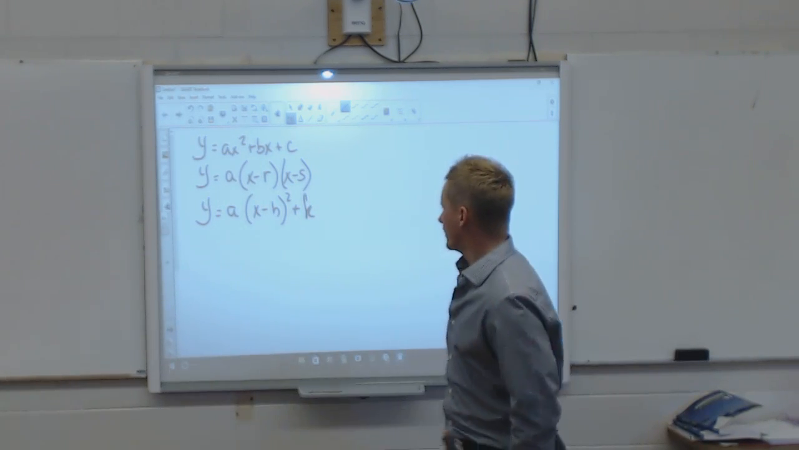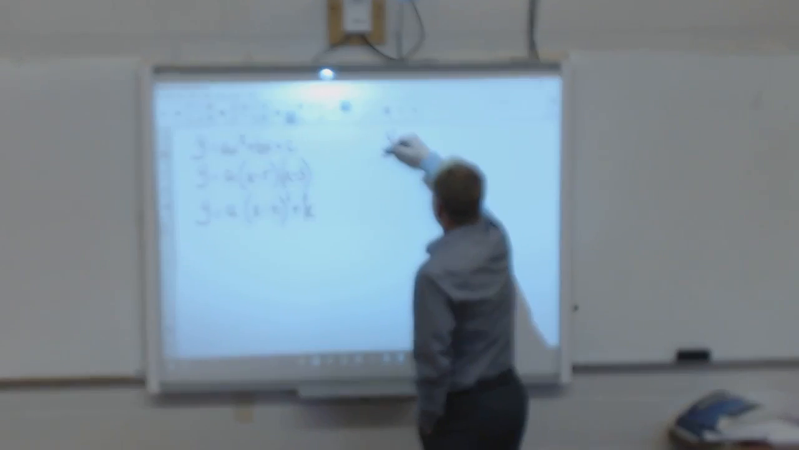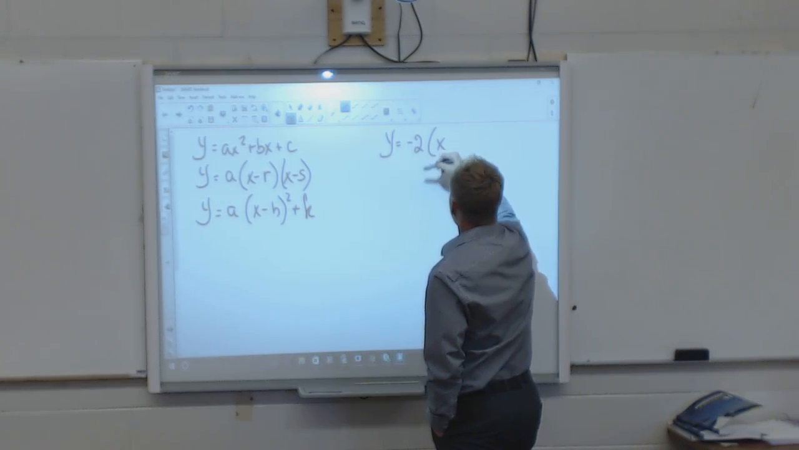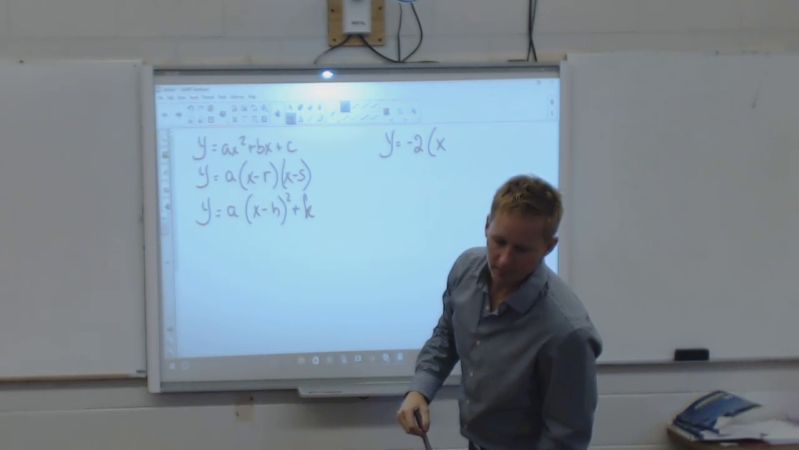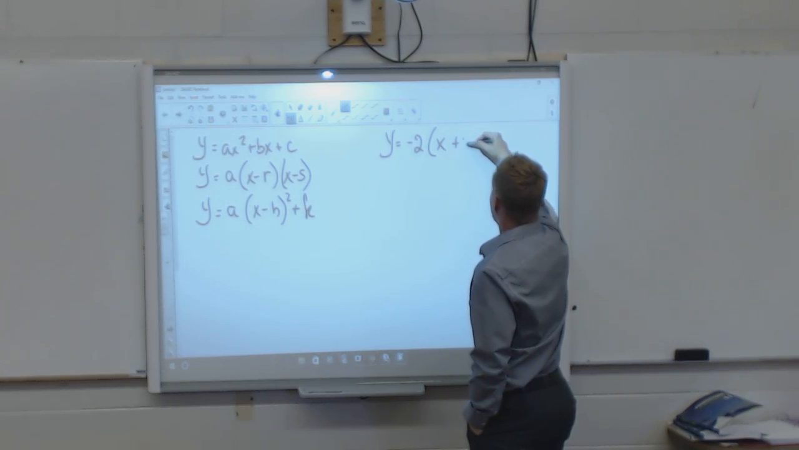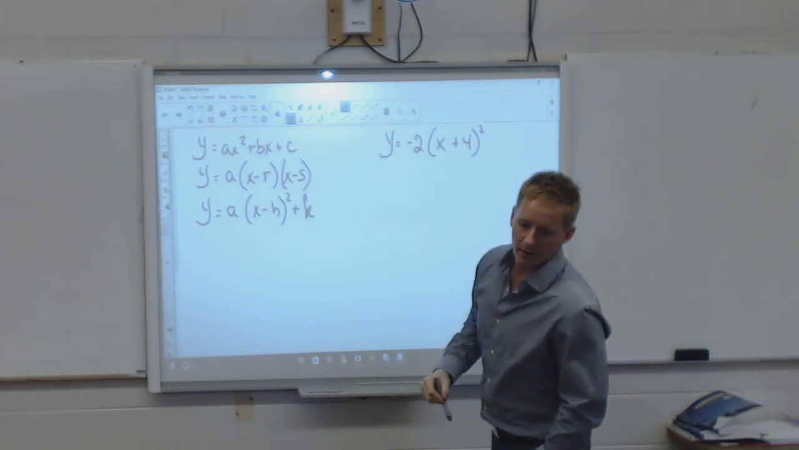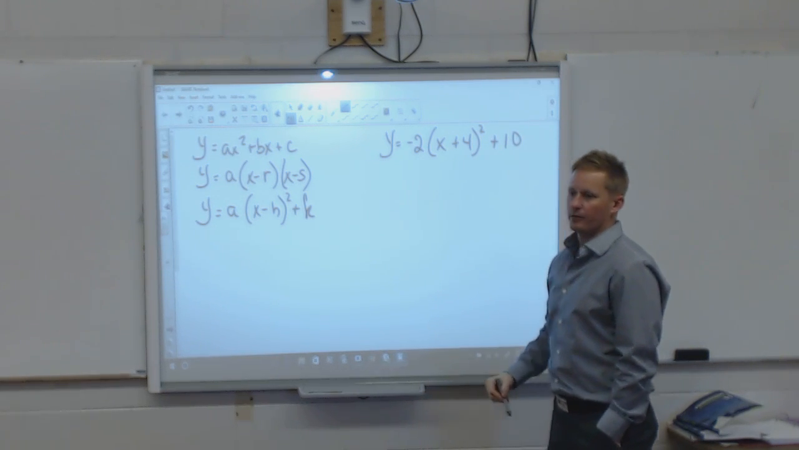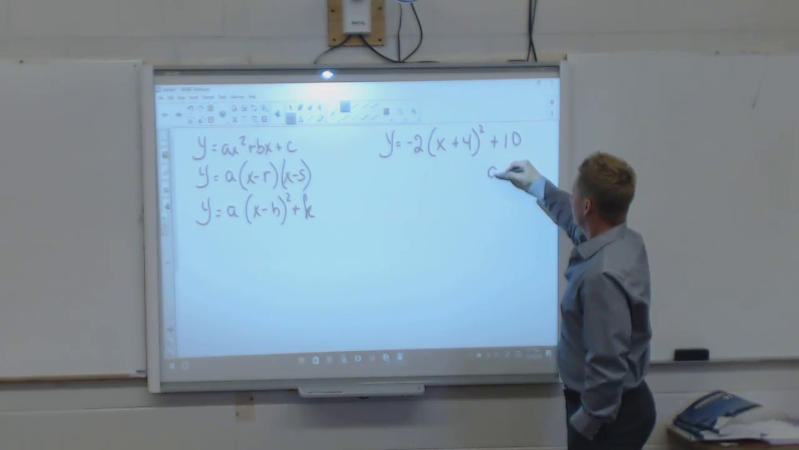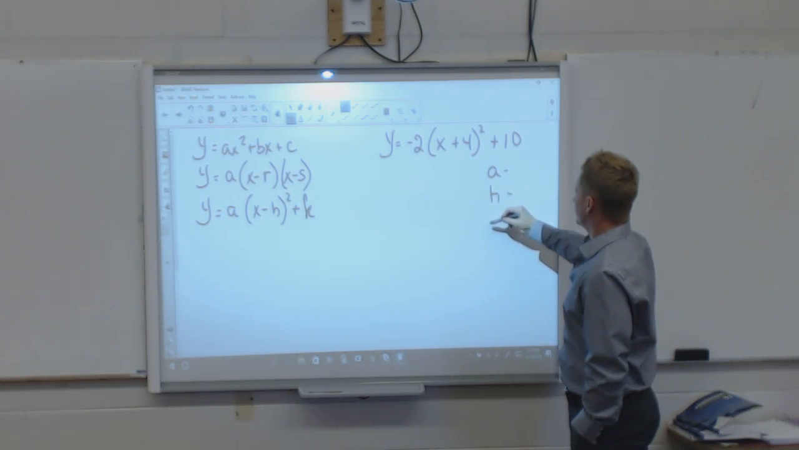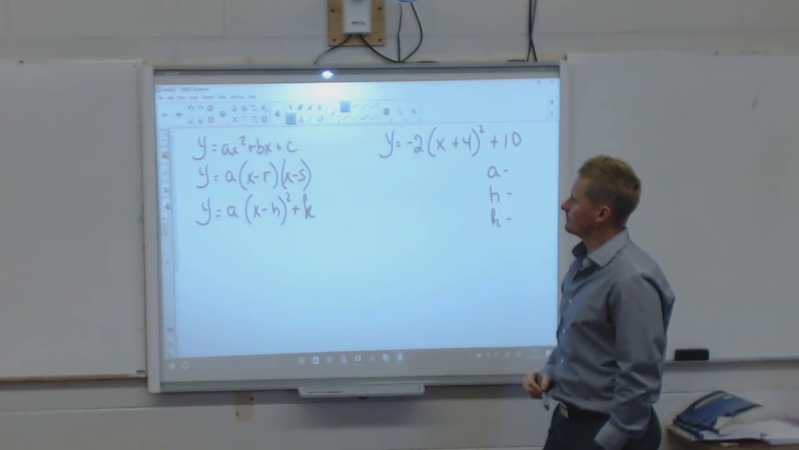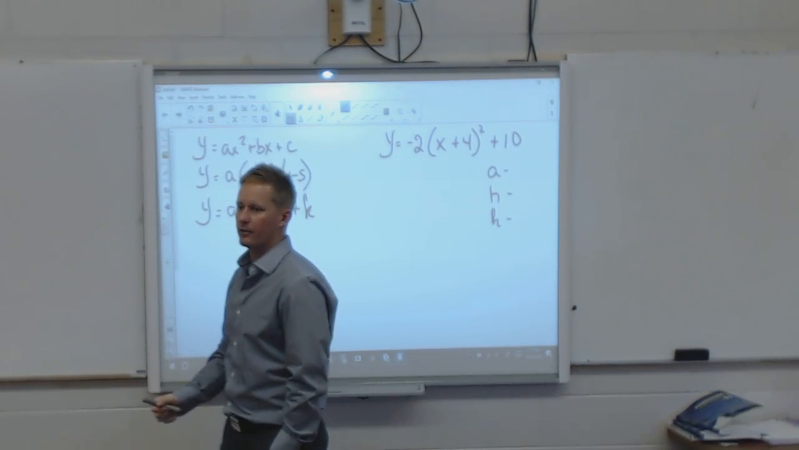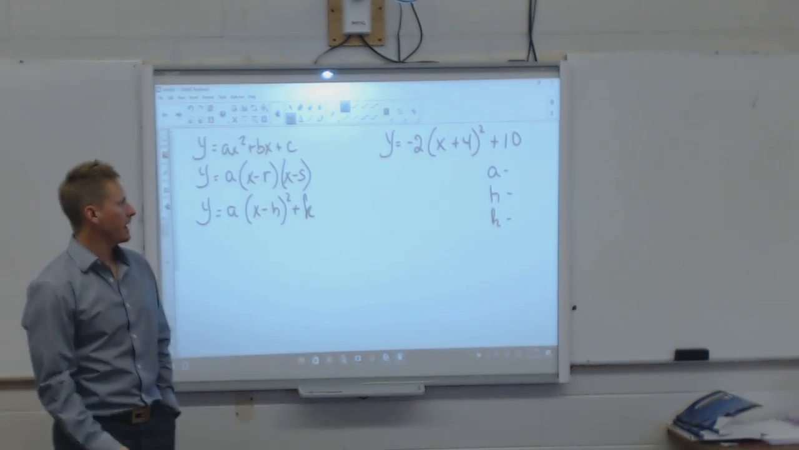So looking at an equation such as this, minus plus 4 squared and plus 10. Okay. So the first thing you want to do in any of these questions is let's find out what A, in this case, H and K are. Before we did R and S, today we do H and K. So what's my A value?